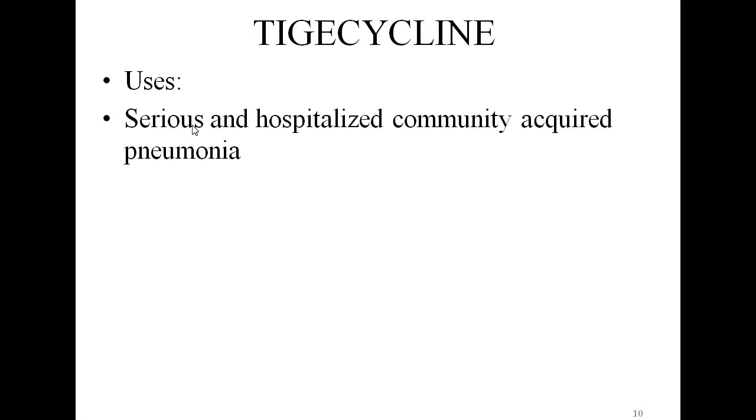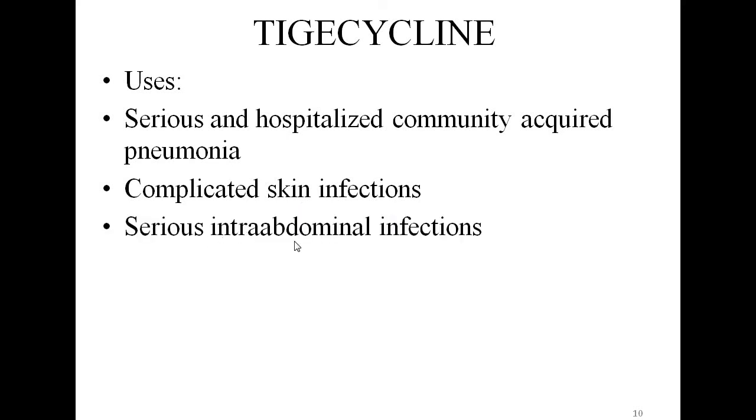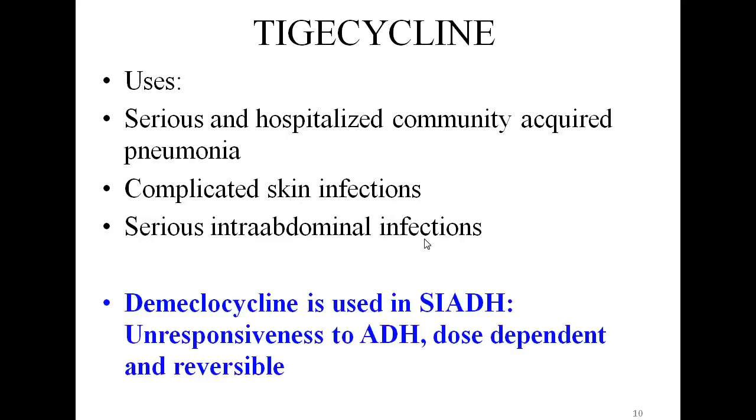Tigecycline is used in serious and hospitalized community-acquired pneumonia, complicated skin infections, and serious intra-abdominal infections. Now, tigecycline is not routinely used. That is a point to be noted. Demeclocycline is used in syndrome of inappropriate antidiuretic hormone secretion, where there is unresponsiveness to the antidiuretic hormone. In a dose-dependent and reversible manner, this condition can be treated by using demeclocycline.